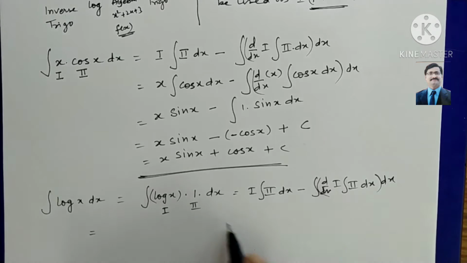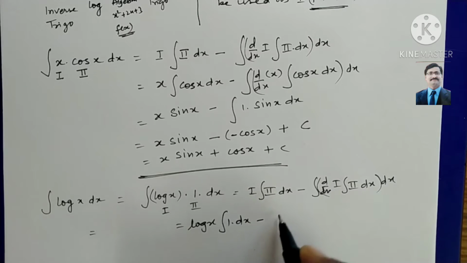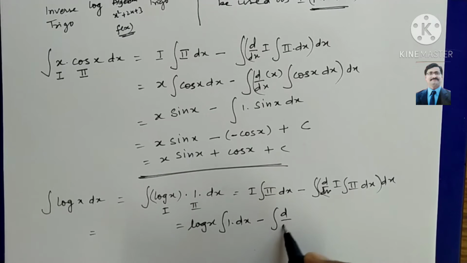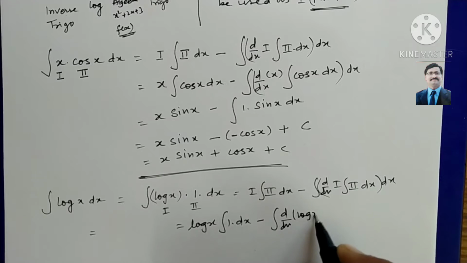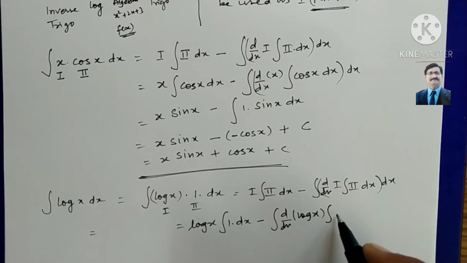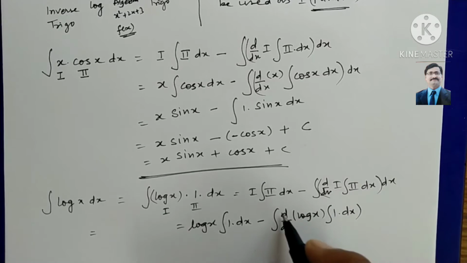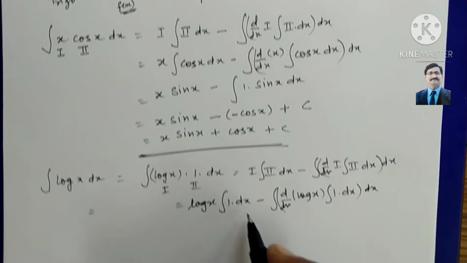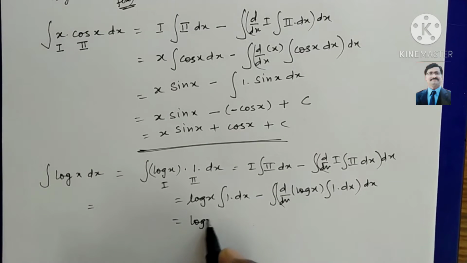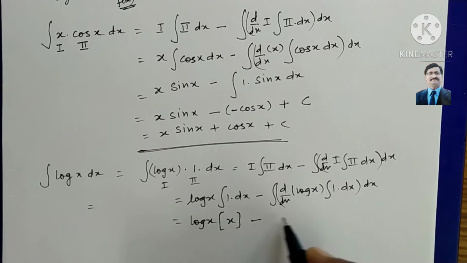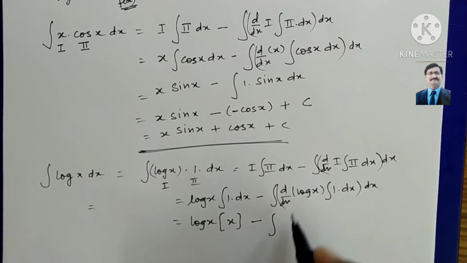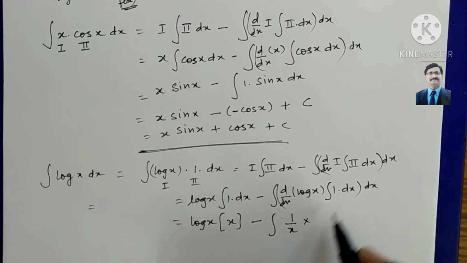This is a simple formula. Now first is log x, so you can write integral 1 dx minus the integral of the differential of log x, and the integral of 1 dx, and whole dx. Now look here, log x as it is, we can write the integral of 1 is x, minus the differential of log x is 1 upon x, and the integral of 1 is x, and dx.